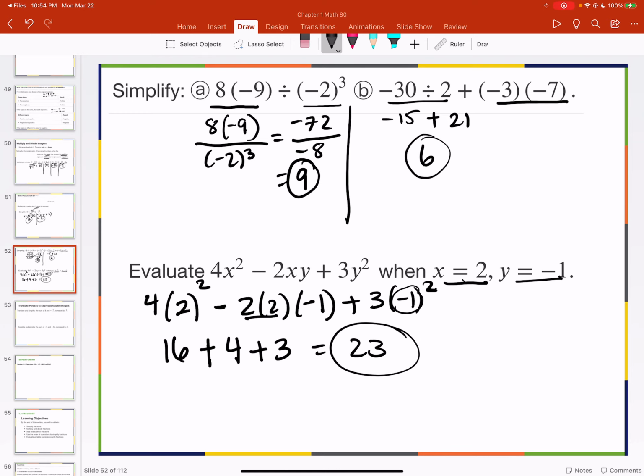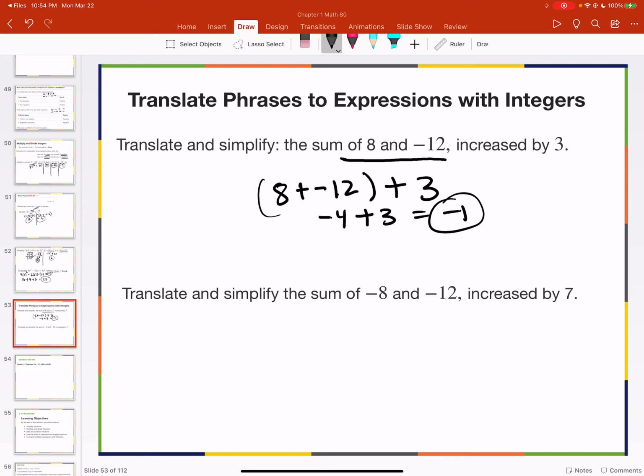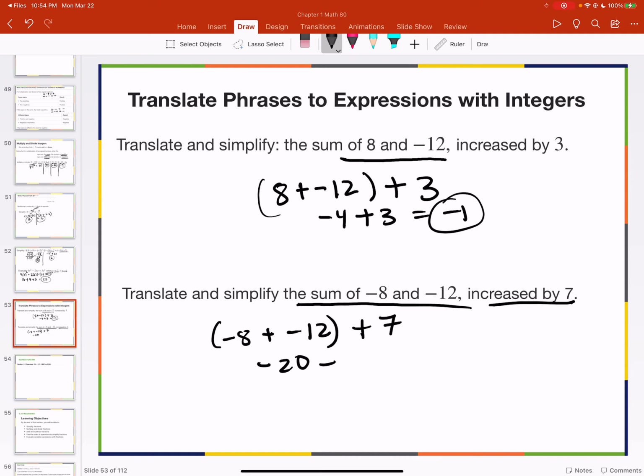Okay, let's do a little bit of translating phrases to expressions with integers. The sum of 8 and -12, let's translate that. So that's the sum, which is increased by 3. So you have 8 plus -12, that's -4. Then you're adding 3, so that's -1. Okay, so now here we have the sum of -8 and -12, and it's increased by 7. So that's on the outside there. So this is going to be -20 plus 7, which is -13.